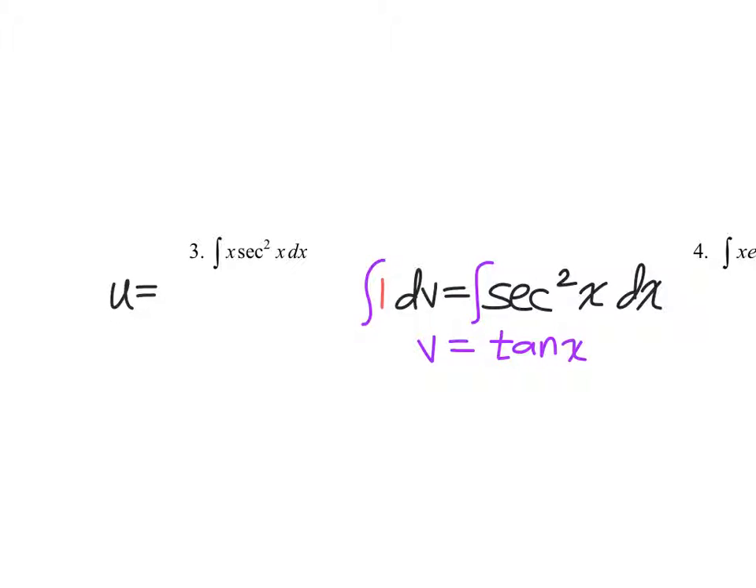Now, they're both still trig functions, but I think just by the look of it, you could at least kind of come to grips with the fact that tangent has to be a little bit simpler, or it might seem to be a little bit simpler than secant squared. All right. X would be my u, or u would be my x. Take the derivative of that. I'm looking at du equals dx.